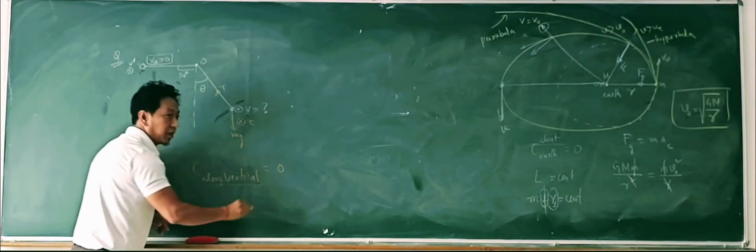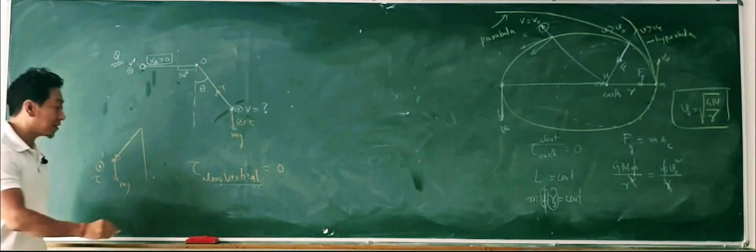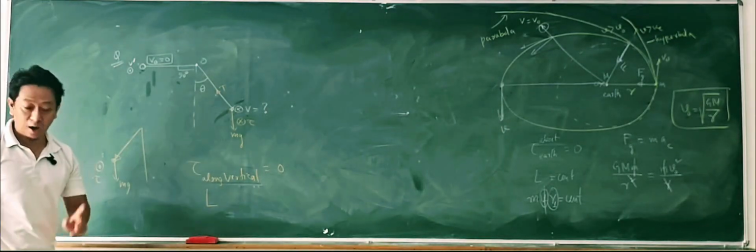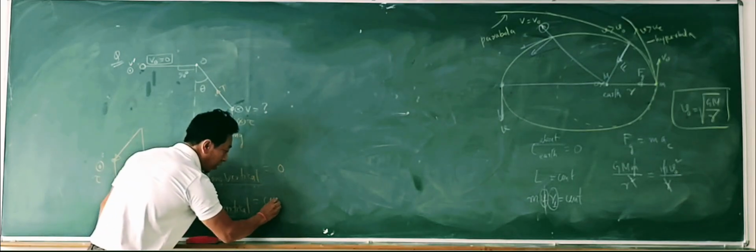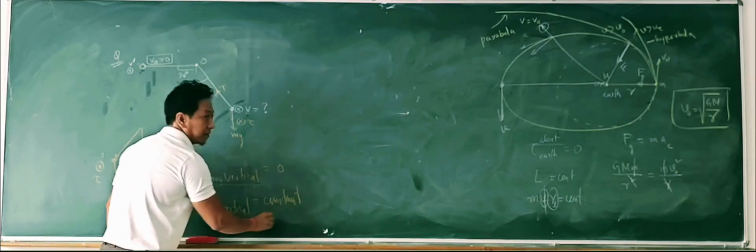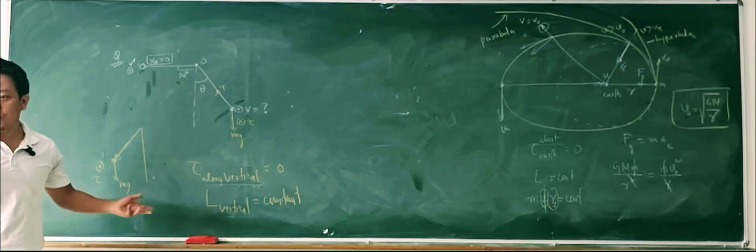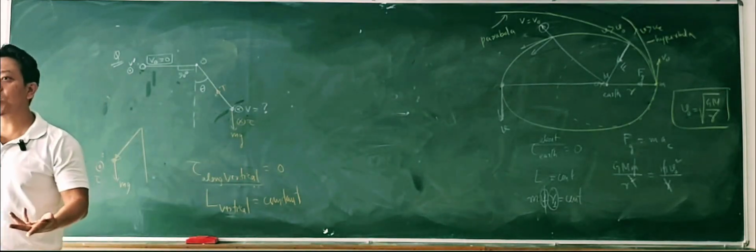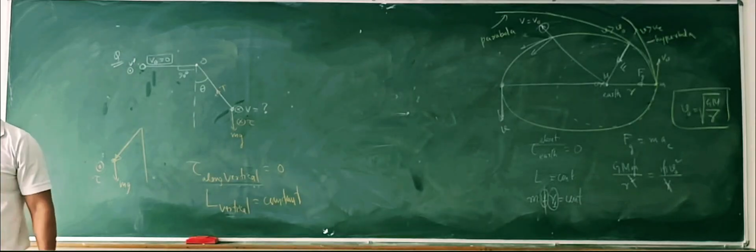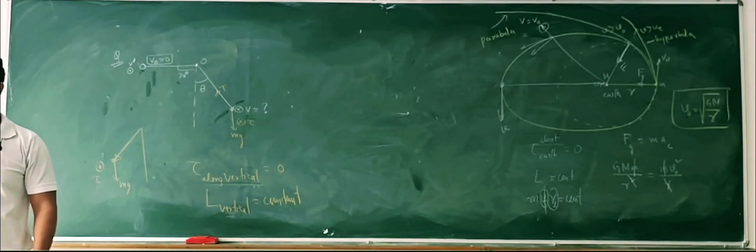Component of torque along vertical? 0. That means angular momentum along vertical must be constant. End of story. And if angular momentum is constant, your V cannot be 0. If V becomes 0, angular momentum becomes 0. So one component, though, has to be there.